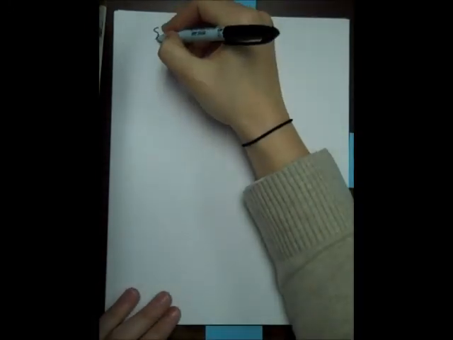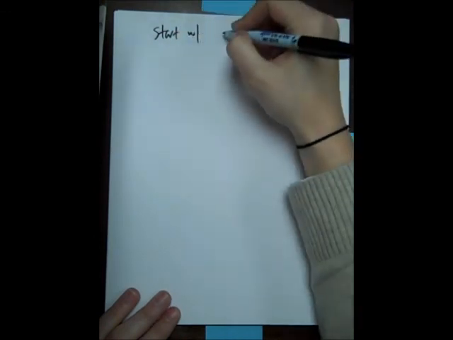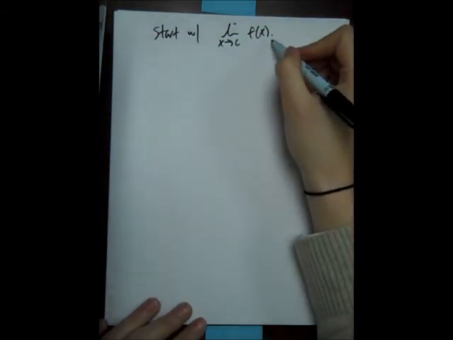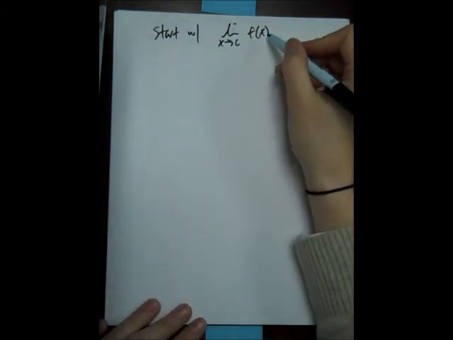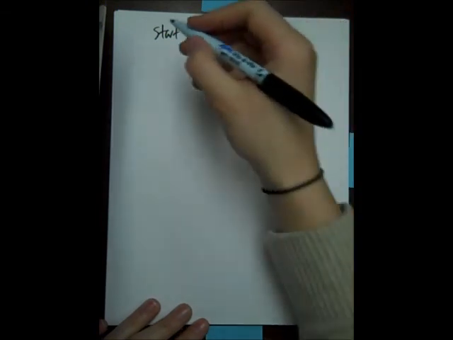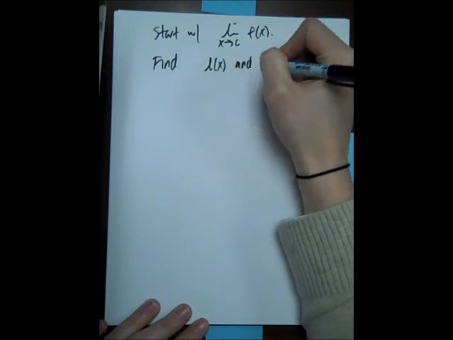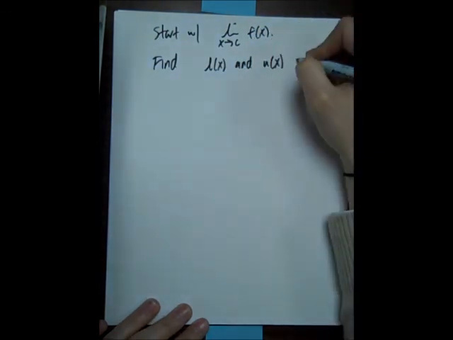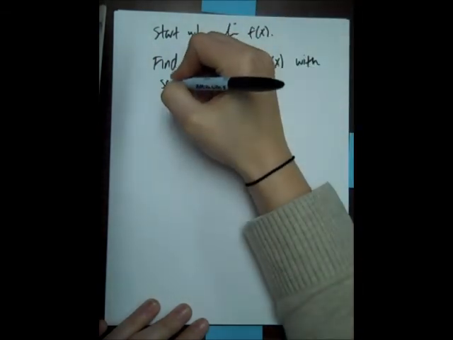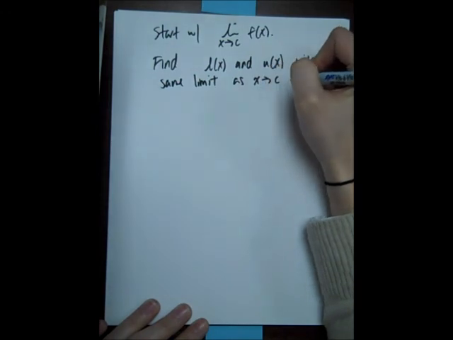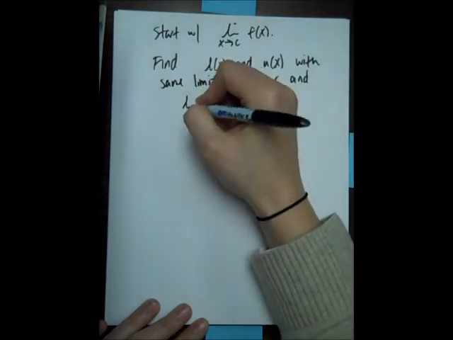So, what are we going to do? We're going to start with the limit as x approaches c of f of x. We're not going to know how to do this one algebraically because it's going to involve probably trig. So what we're going to do is find an L of x and a u of x with the same limit. And this is the important part: the same limit as x approaches c, and I need to bound it above and below.